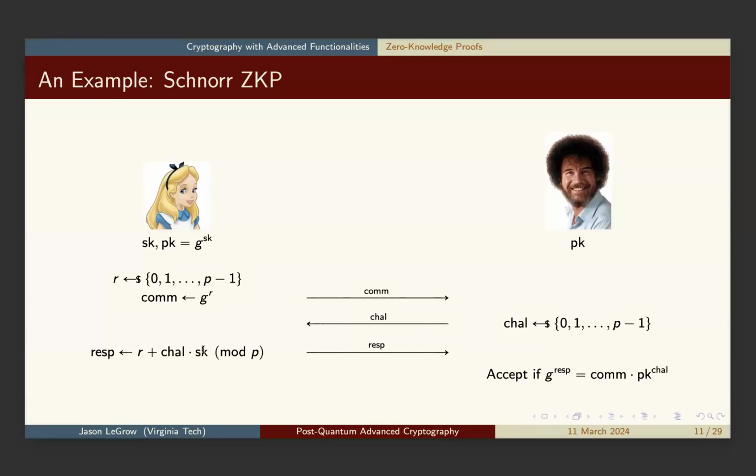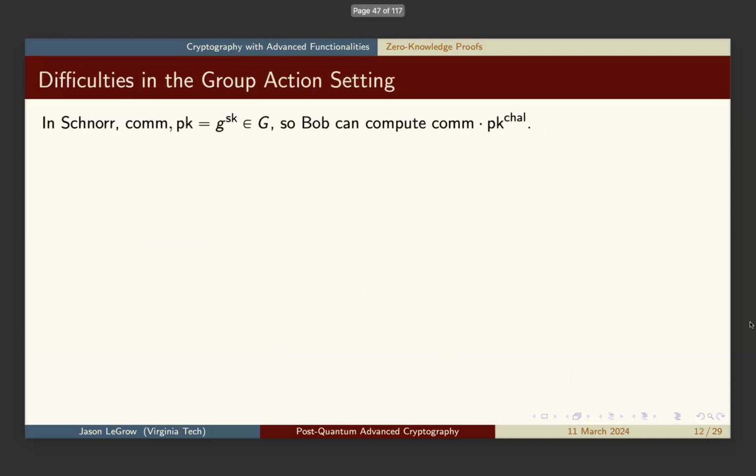And then the honest verifier zero knowledge part, well, the response is the only thing that depends on the secret key at all, and it's masked by a uniformly random value. So Bob should learn nothing about the secret. So this protocol, as it turns out, is secure. So great, this thing works fine.